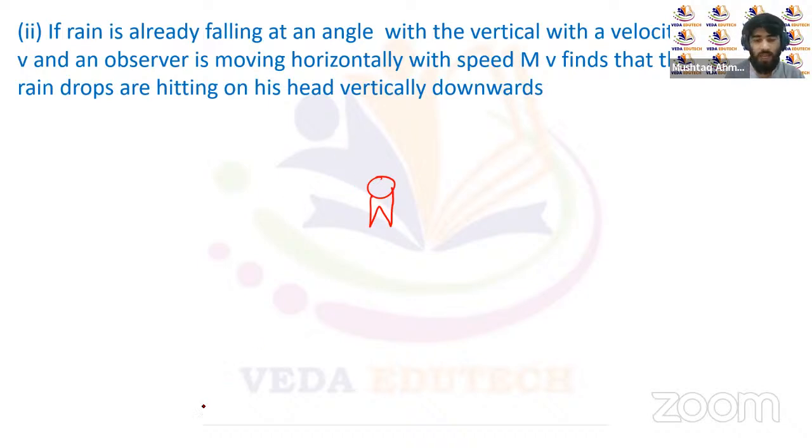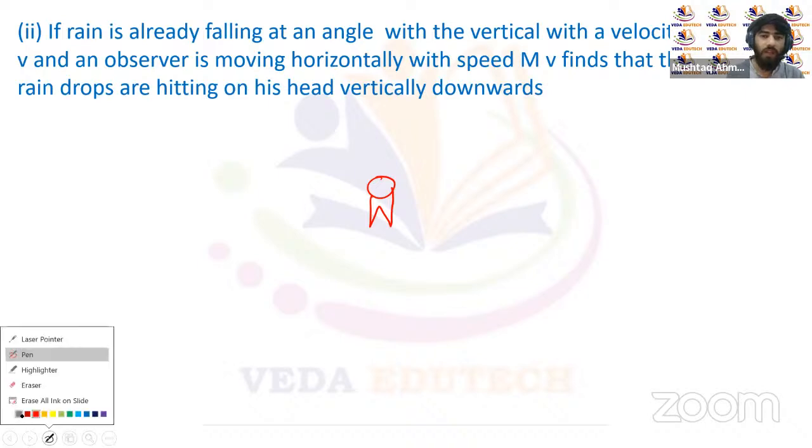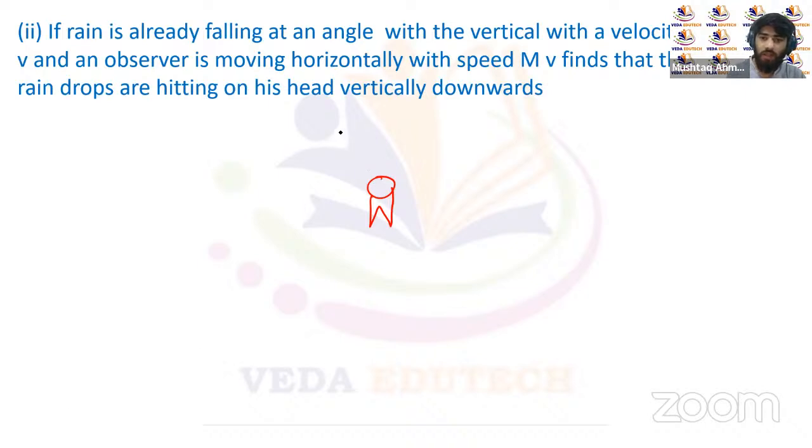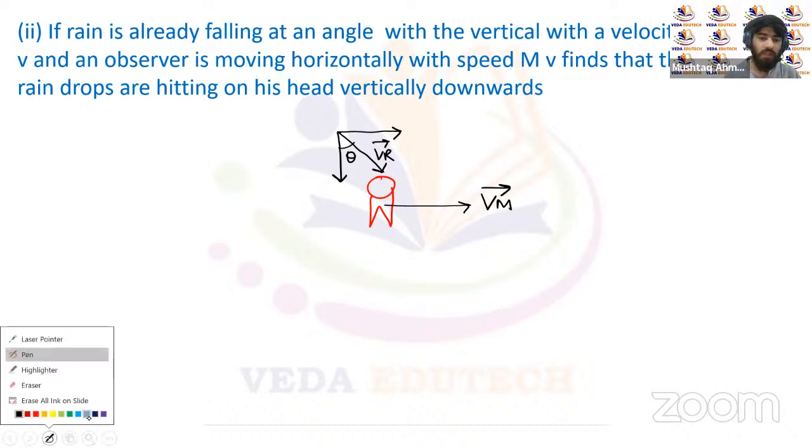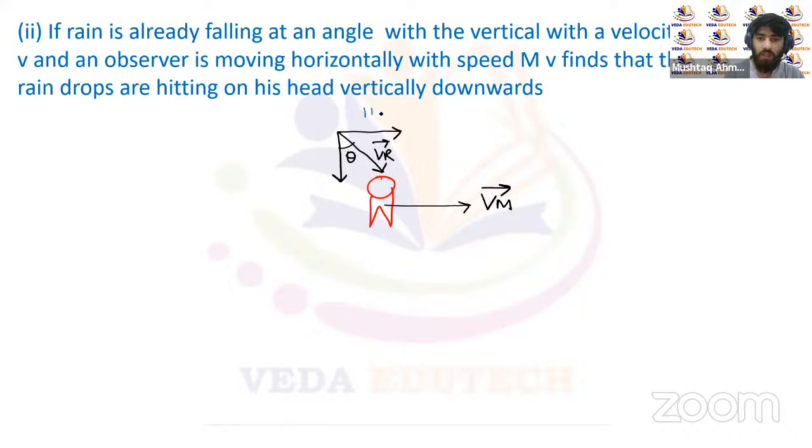In this case, with respect to the ground, the rain is falling at an angle. Let's suppose, with respect to the ground, the rain is falling like this at an angle of theta. So this is the direction of rain with respect to the ground. But this man is itself moving along the horizontal direction with velocity Vm, that's the velocity of the man with respect to the ground. But what this man observes is that the rain is falling vertically downward.